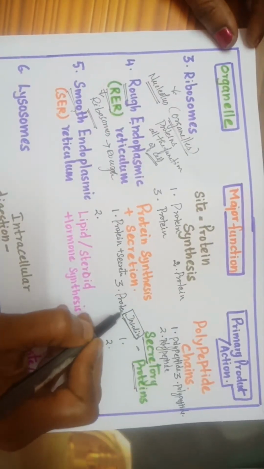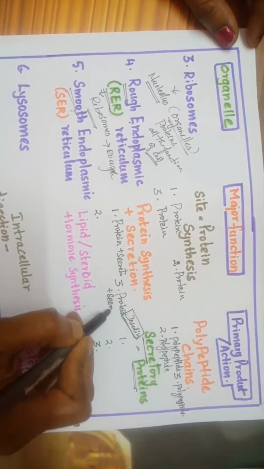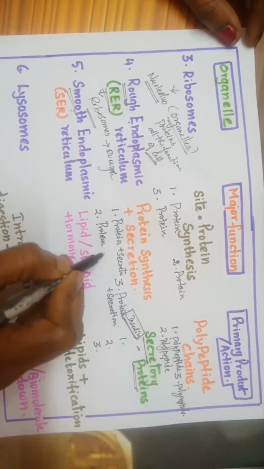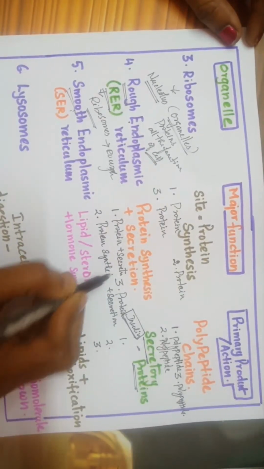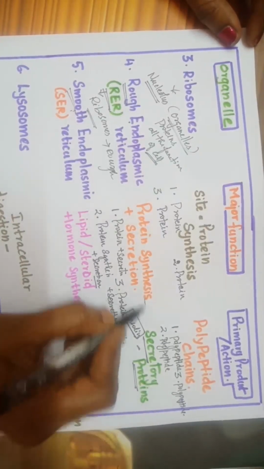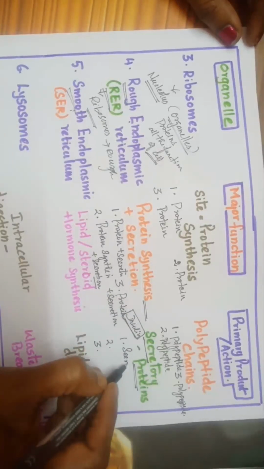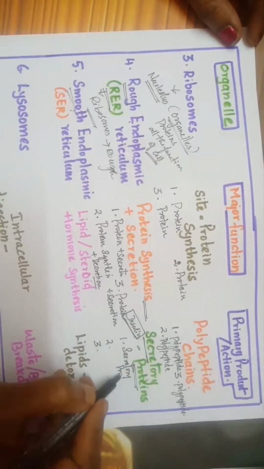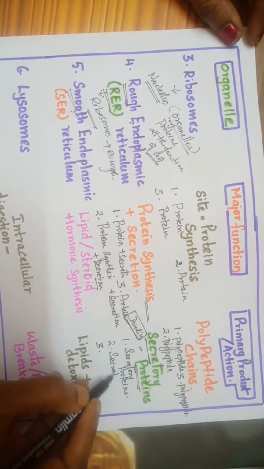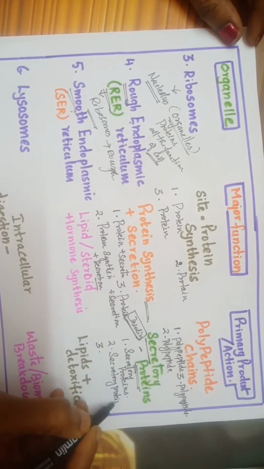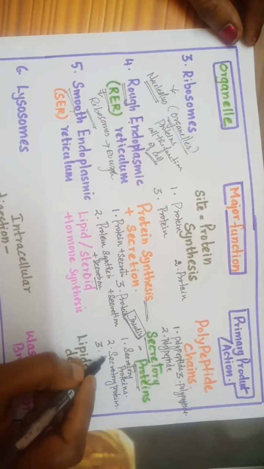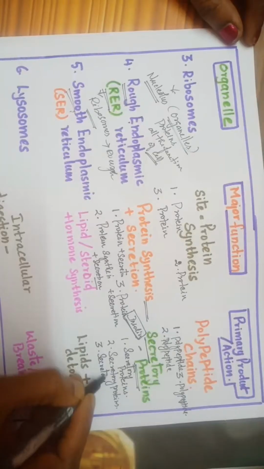Continuing, protein synthesis plus secretion. Rough endoplasmic reticulum is involved in protein synthesis and secretion. So the final product you get is secretory proteins. What is the final product? Secretory proteins.